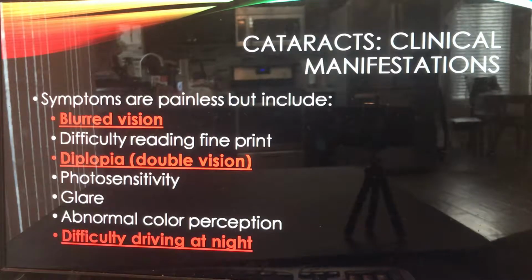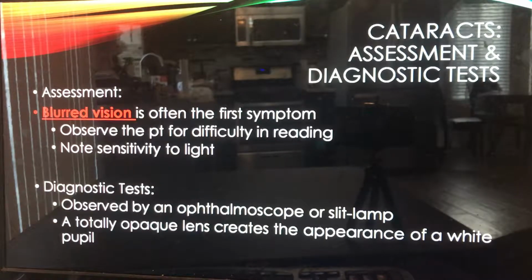These symptoms are painless, but they include blurred vision, difficulty reading fine print, double vision, photosensitivity, glare, abnormal color perception, and difficulty driving at night. Blurred vision is often the first symptom. You want to observe the patient for difficulty in reading and note any sensitivity to light. For the diagnostic test, they're going to examine the eye using the ophthalmoscope or the slit lamp. A totally opaque lens creates the appearance of a white pupil.